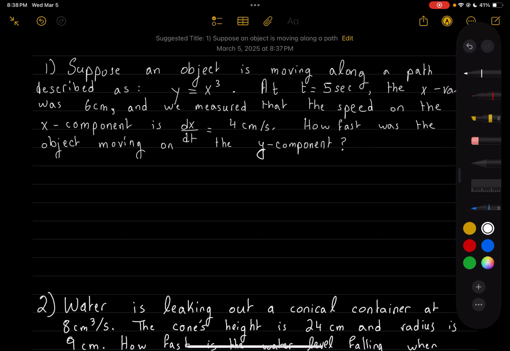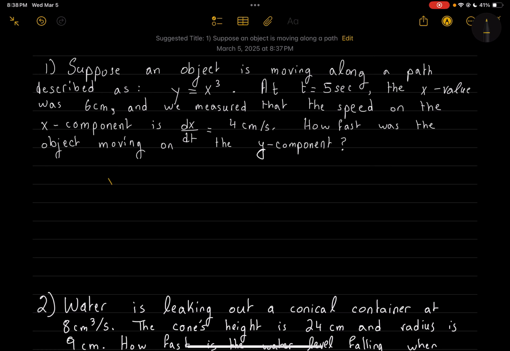So in this case over here, we have to understand that the motion of the object is describing the path x to the power 3. So if we derive the whole equation from left and right, we're going to get dy over dt equals 3x to the power of 2 dx over dt. And remember that it's always mandatory to multiply by the derivative of x in this case, according to chain rule.